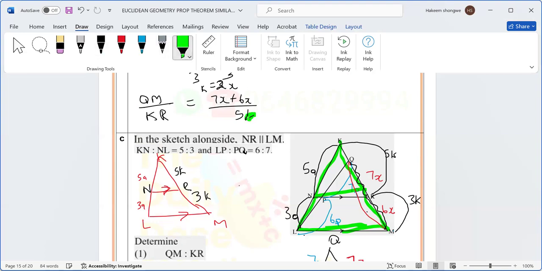But we know that we can represent K in terms of X. So what do we get? We get 13x, because 7 plus 6 is 13. Then we have 2 multiplied by 5 multiplied by x, which is going to give us 13x all over 10x. Then we have 13 all over 10.